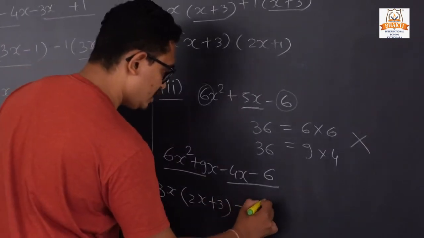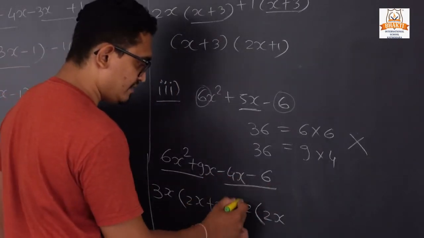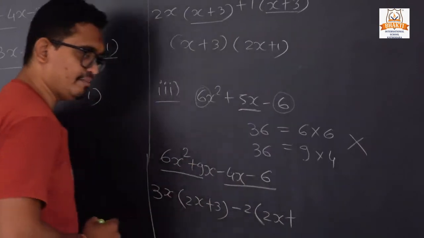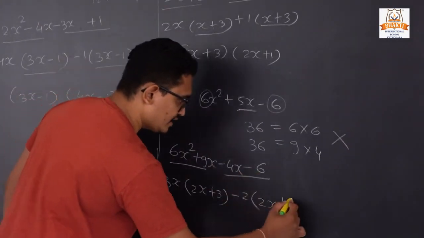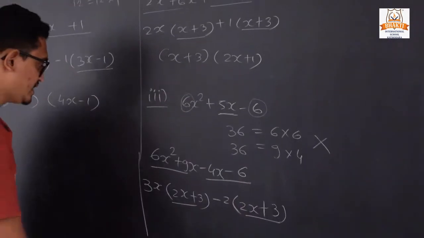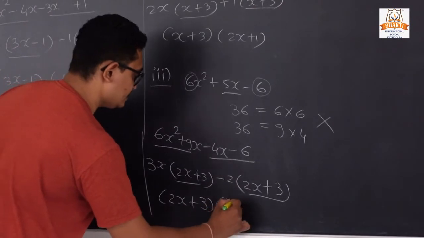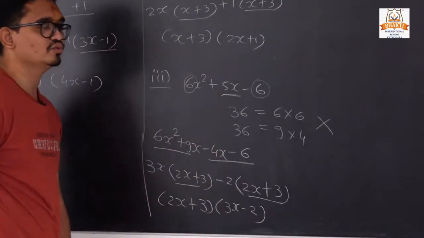Once again 2 is a common. So 2x, and the minus sign we can take as common. So the bracket became plus and 2 is common. So here we have a 3. So these both are the same. So our factor is right. So the first answer is 2x plus 3 and second is 3x minus 2.